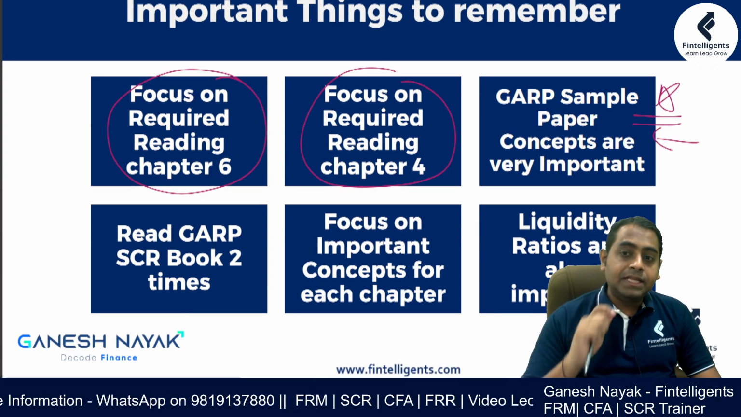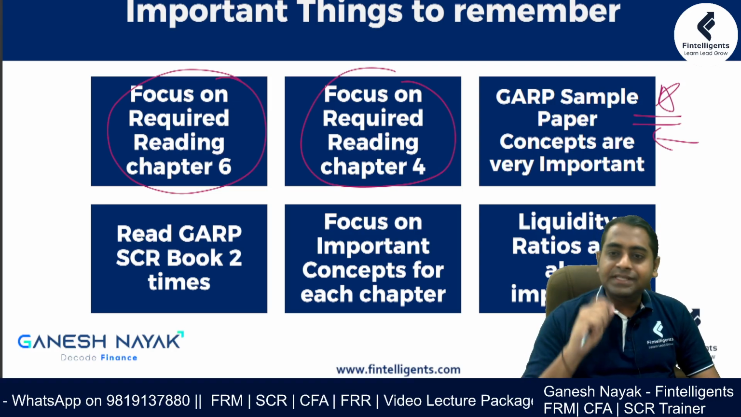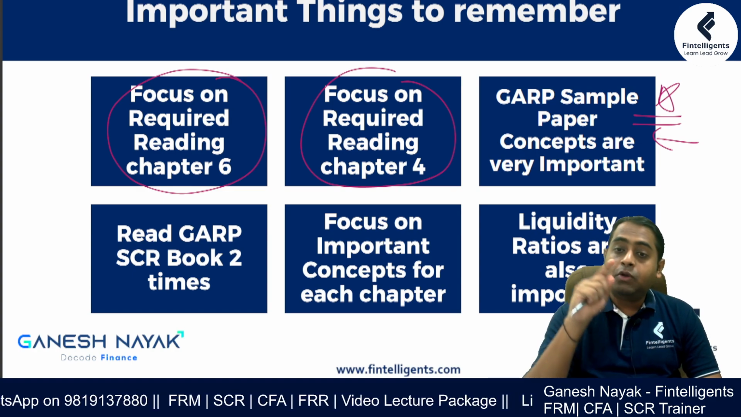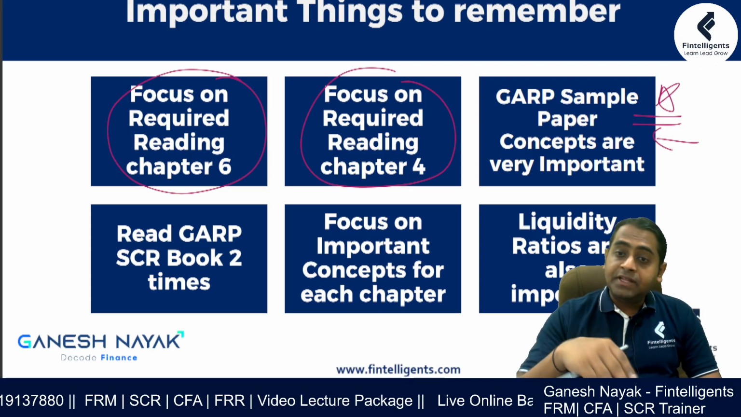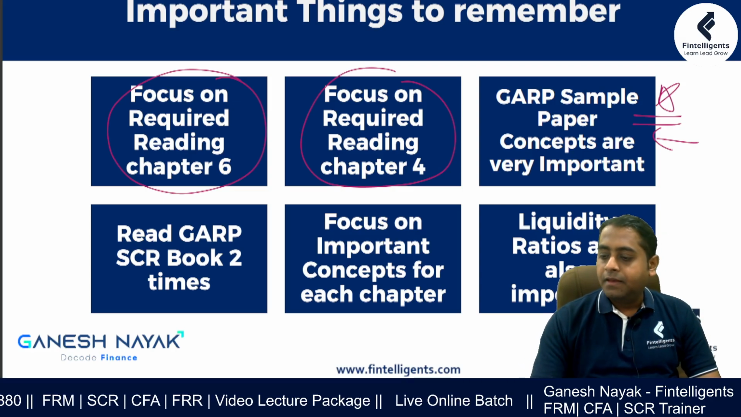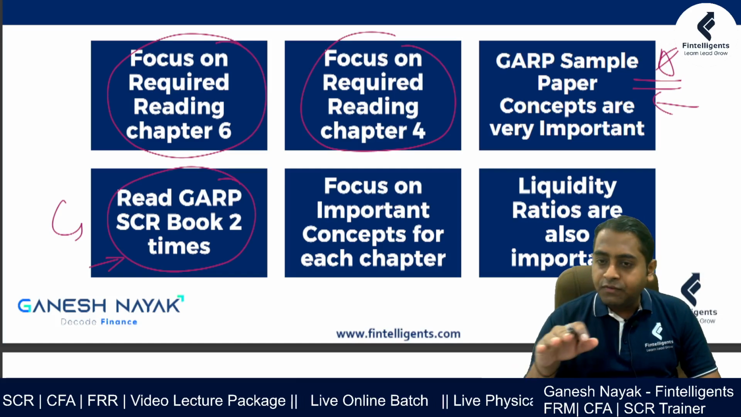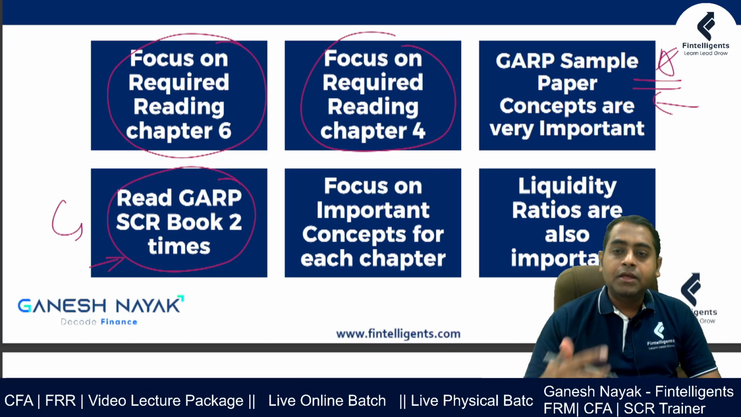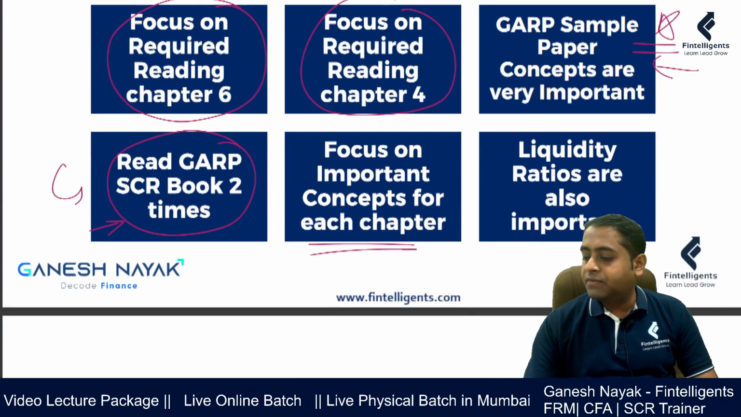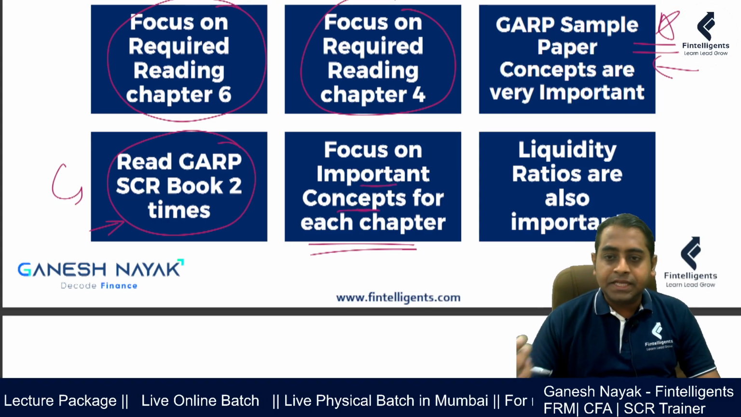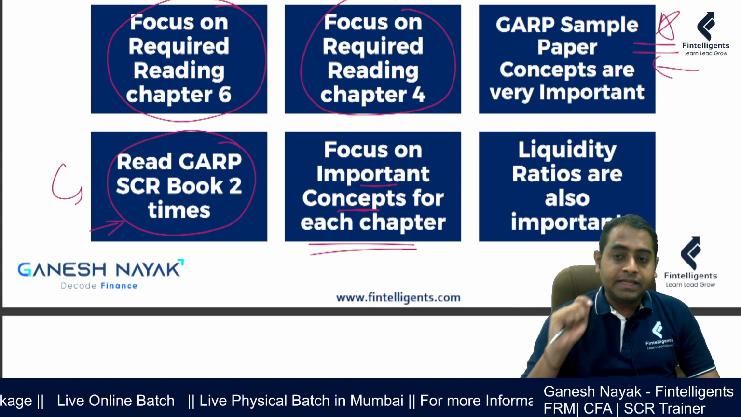When you're doing the analysis for the GARP sample paper, whichever question is there, go to that concept properly, and also go through the options properly and see whether they are from a different concept or not. Read the GARP sample paper and GARP book 2 times. If you follow the process that I have highlighted, you will be able to do it 3 times. Focus on important chapters for each concept and each chapter. I've given the marking for important chapters at the start of the video.